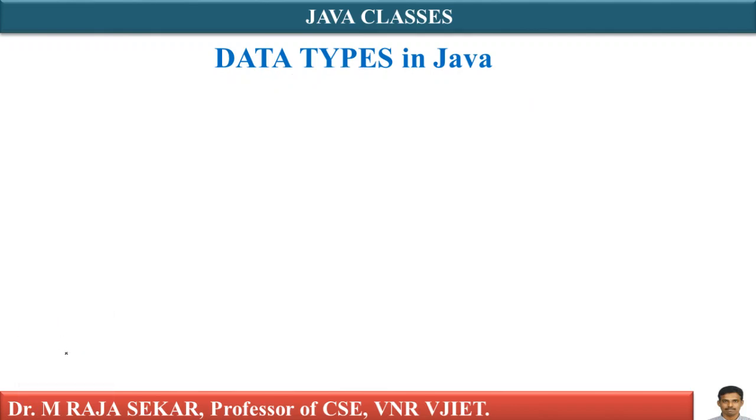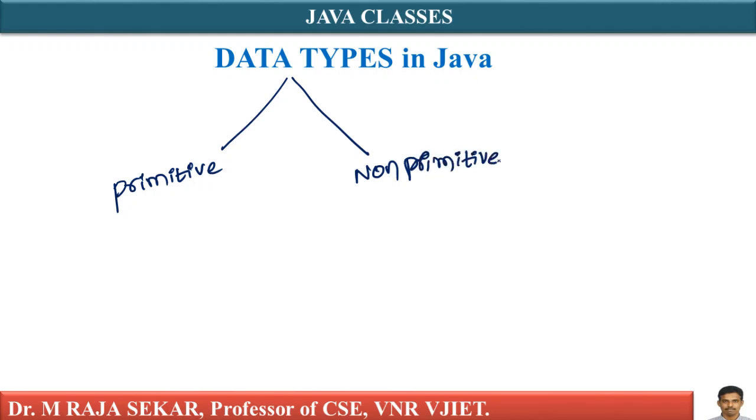For the time being, just understand there are two types of data types. The first one is primitive data type. My second is non-primitive data type. What is primitive and what is non-primitive? We will try to understand. The primitive data types include Boolean. What is Boolean? We will try to understand.